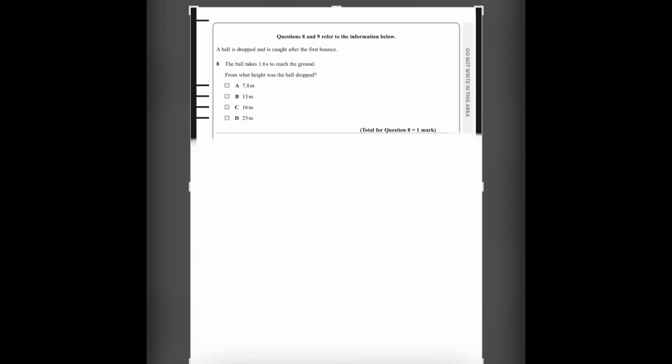Number 8. A ball is dropped and caught after the first bounce. The ball takes 1.6 seconds to reach the ground. From what height was the ball dropped? So it is a SUVAT equation, where S is the displacement, U is the initial velocity, V is the final velocity, A is the acceleration, and T is the time. So we need to find the height. So we need S. We have the initial velocity, which is 0 since the ball was dropped, and we do not have the final velocity.